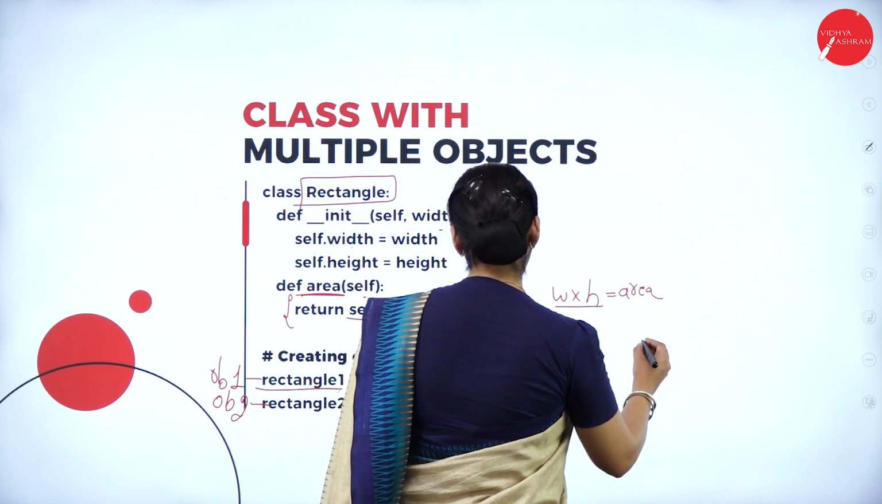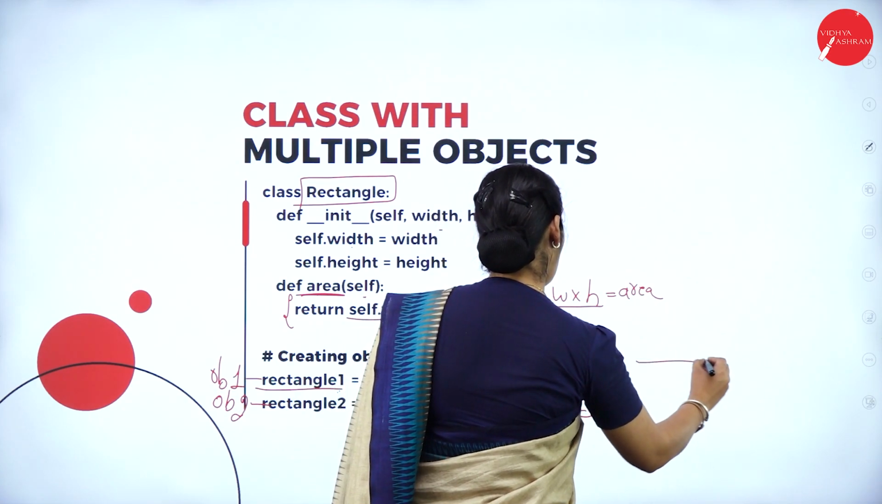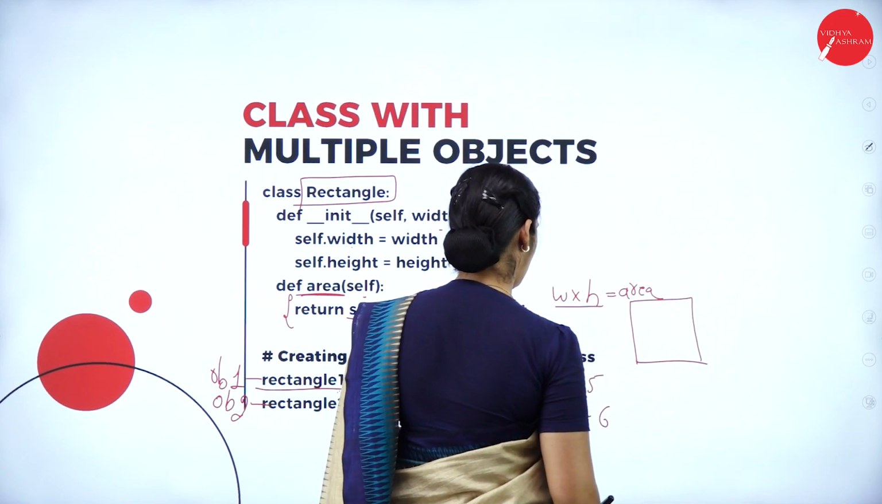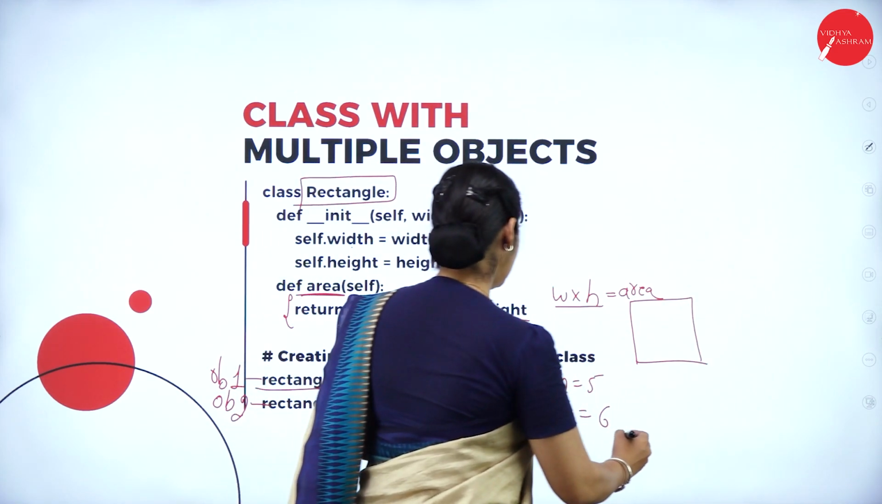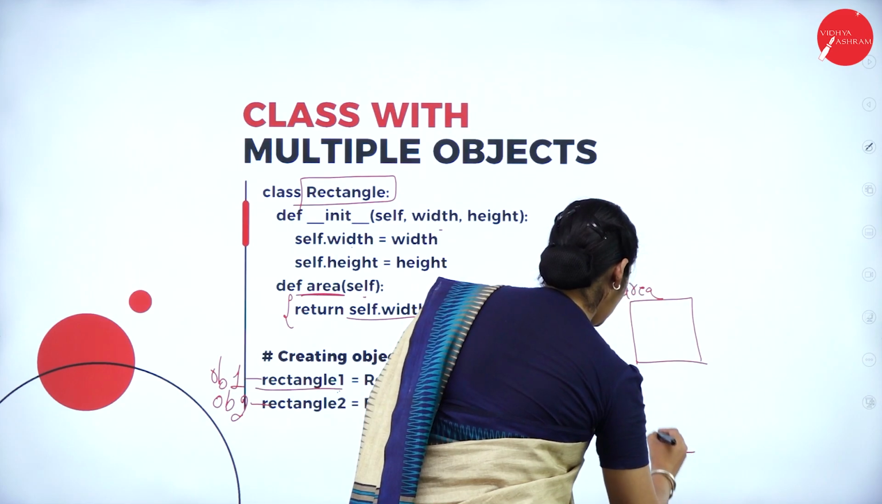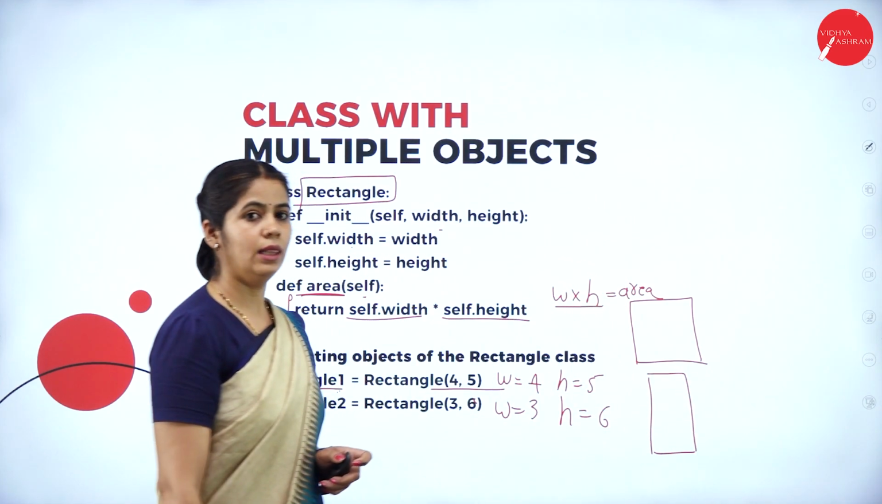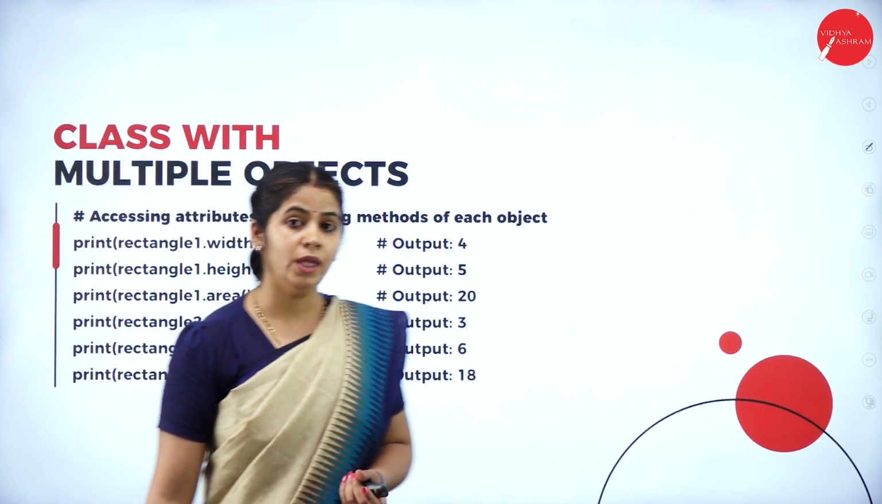The width of the rectangle is 4 and the height of the rectangle is 5, so one object will be created like this. And the width of the rectangle is 3 and the height is 6, so another rectangle is created like this, right? So what would be the output?